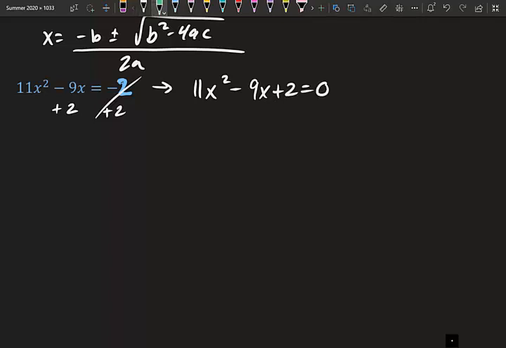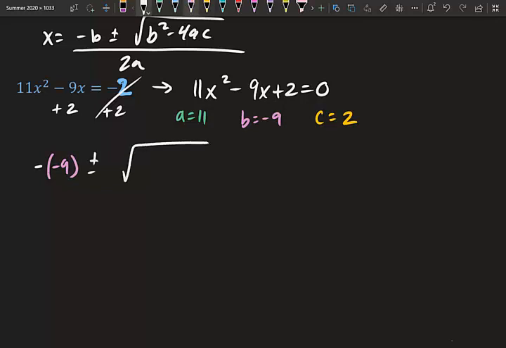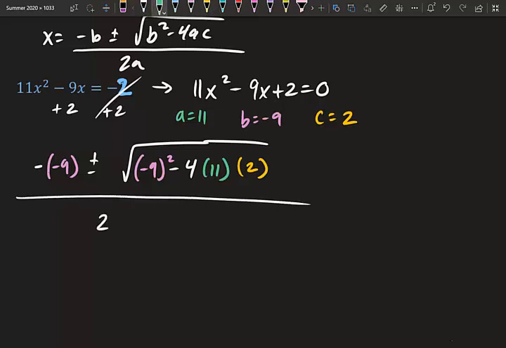Now let's identify a, b, and c. So a is 11, b is negative 9, and c is 2. So we're going to plug it into our quadratic formula. We have negative b, which is negative 9, plus or minus the square root of b squared, so negative 9 squared, minus 4 times a, which is 11, times c, which is 2. And that's all over 2 times a, which is 11.